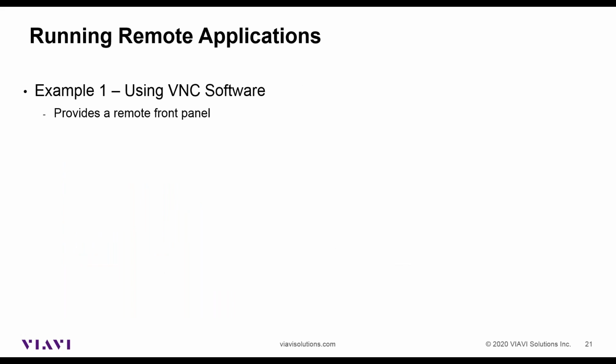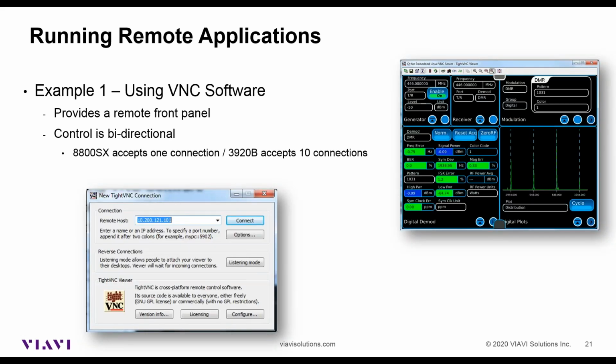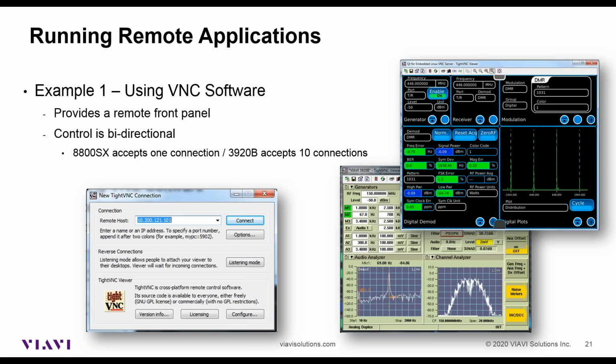So if you're running remote applications, you can use the remote control commands to do an automatic program, or you can use VNC software. So in this case, I use type VNC typically. I can look at my 3920B screen on my laptop remotely. I can be in the same room like I am today. I can be on a corporate network. I can be on the internet anywhere in the world. So as long as I can get through the firewall to that test set, I have capability to look at it. Same with 8800SX, 3550R.